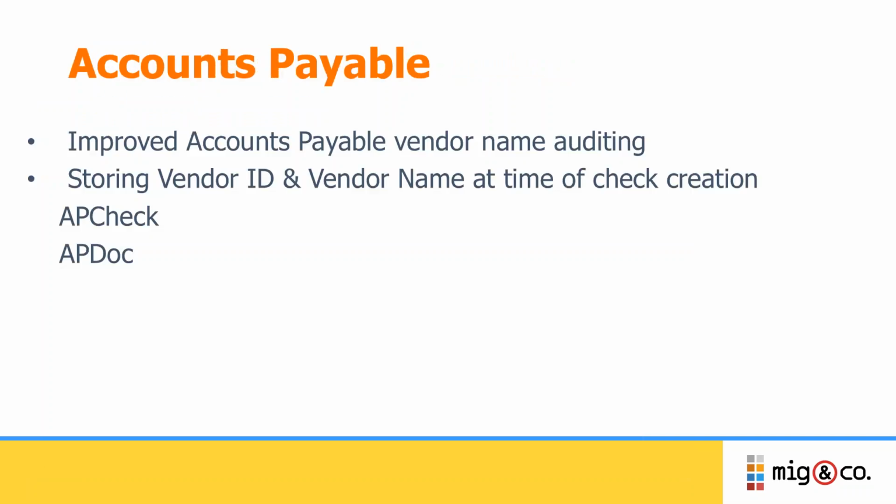Accounts payable. Some improvements that we have in accounts payable. We do add the vendor name, and the vendor ID is actually added to the check itself. So when you look at your database in the AP check and AP doc tables, you will now have the vendor name rather than just the vendor ID. It helps for reporting purposes. It helps get some different pieces of information on custom reports.